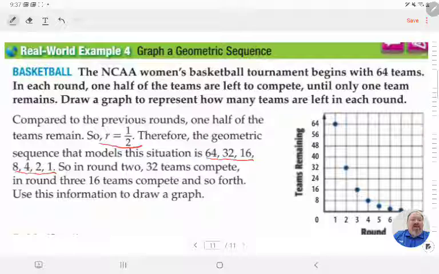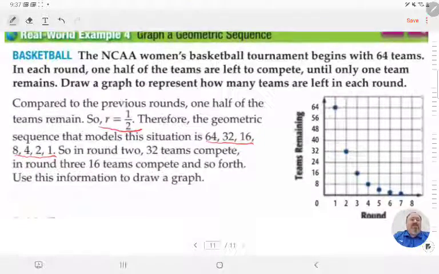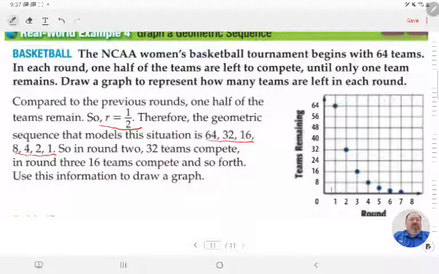So in the second round, there are 32 teams in the round. There are 16 teams to compete, and so forth. So we can use that information and plug it in. So first round, 64. Second round, 32, and so forth. And that would be our graph.